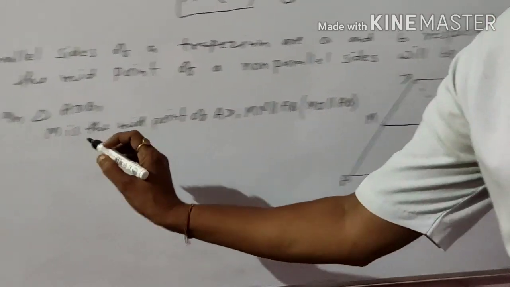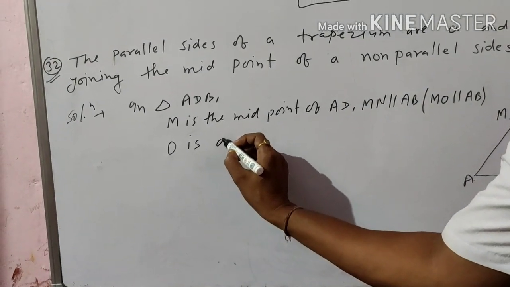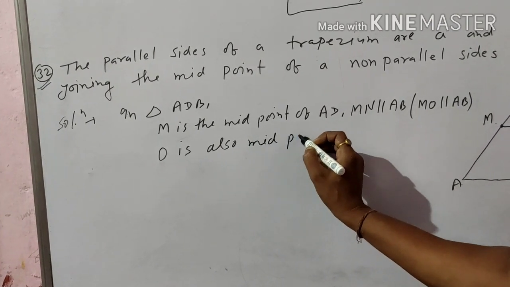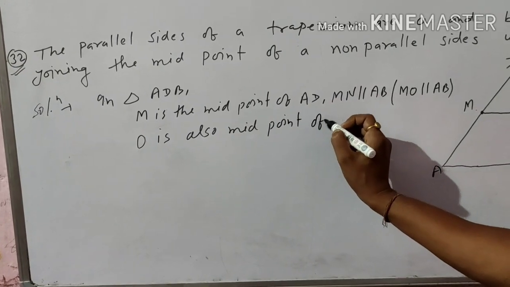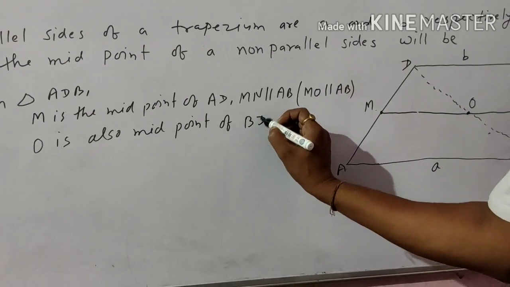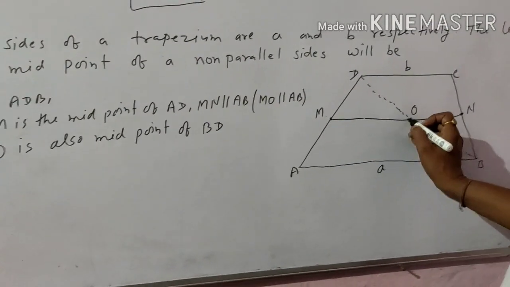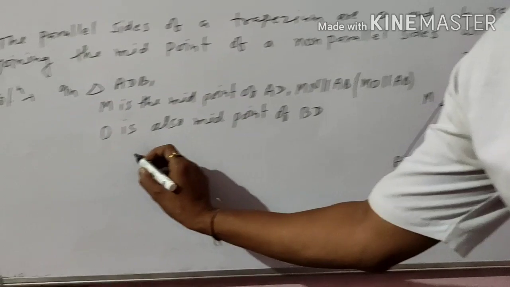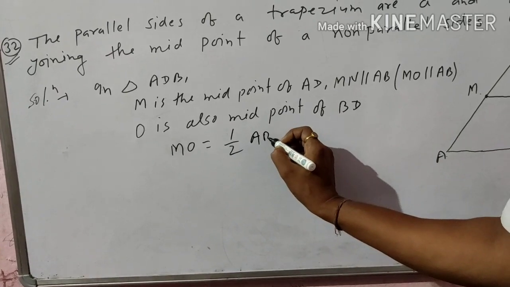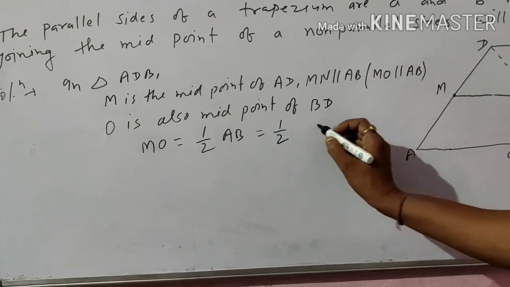Okay, so O is also the midpoint of BD. So M and O are the midpoints. So according to the midpoint theorem, MO is equal to 1 by 2 AB. MO is equal to 1 by 2 AB. So we can write here 1 by 2 AB is equal to A.